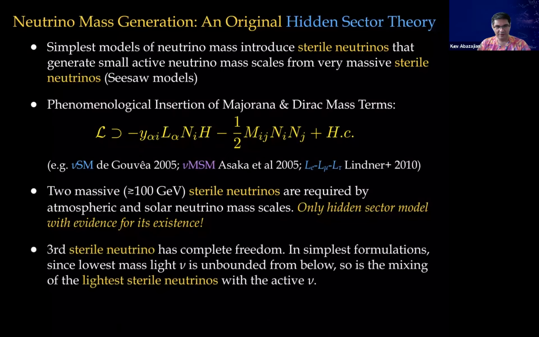If you have symmetry in the two massive sterile neutrinos, you could have a third massive sterile neutrino. And that one, since there's no need for it in terms of mass generation, could be anything. It has complete freedom. In the simplest formulations, the lowest mass light neutrino is unbounded from below. So the mixing of the lightest sterile neutrino is also unbounded from below, because the mixing angle for the active neutrino with the lightest sterile neutrino goes as this formula when you diagonalize. That's nice, because you actually need very small mixing angles in order to create dark matter.